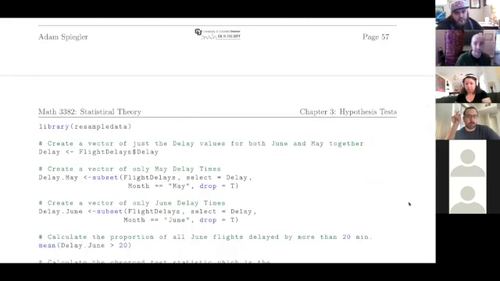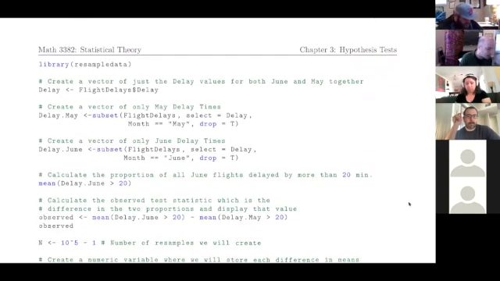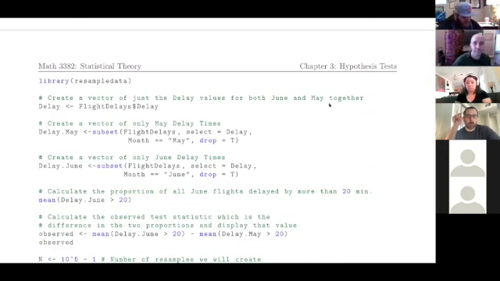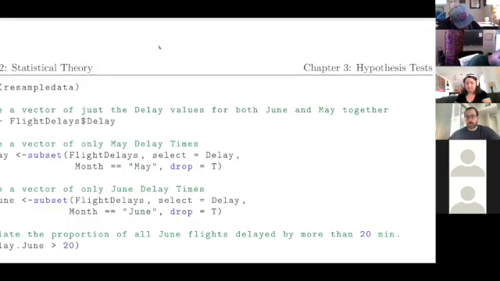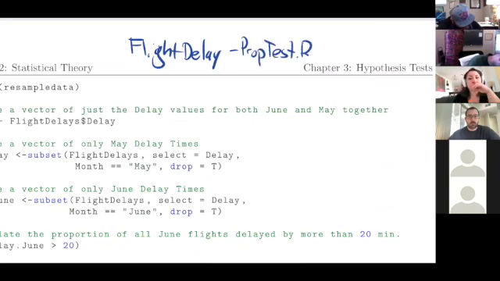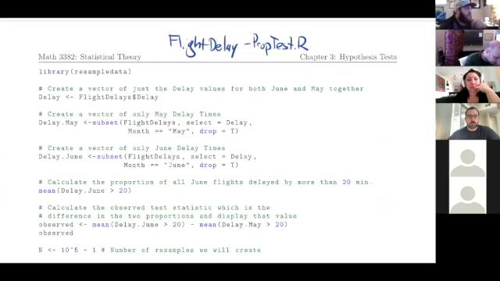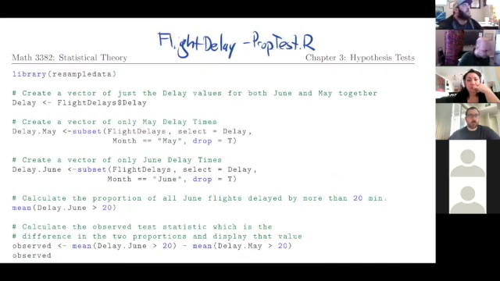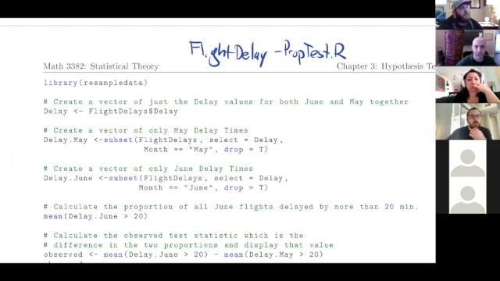Okay, and so here's the R code for the R file called flight delay prop test. I have it over here. Okay, so you guys are looking at my iPad. Sometimes I forget what screen you're looking at.